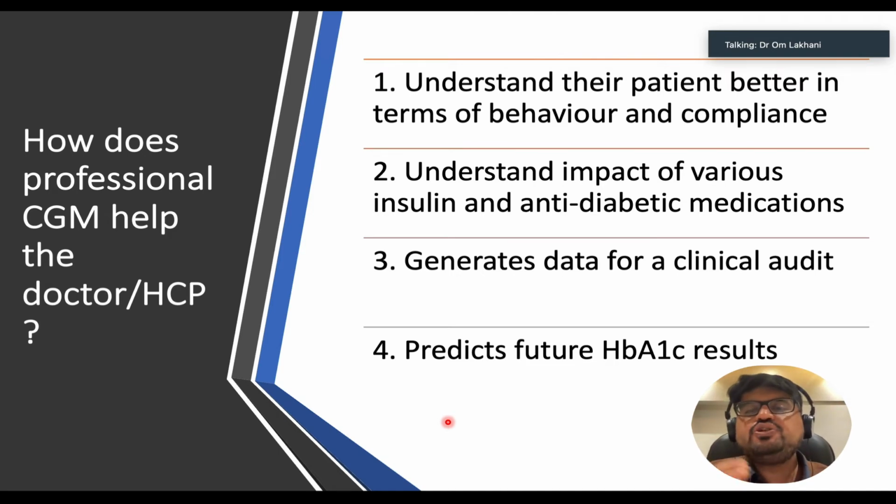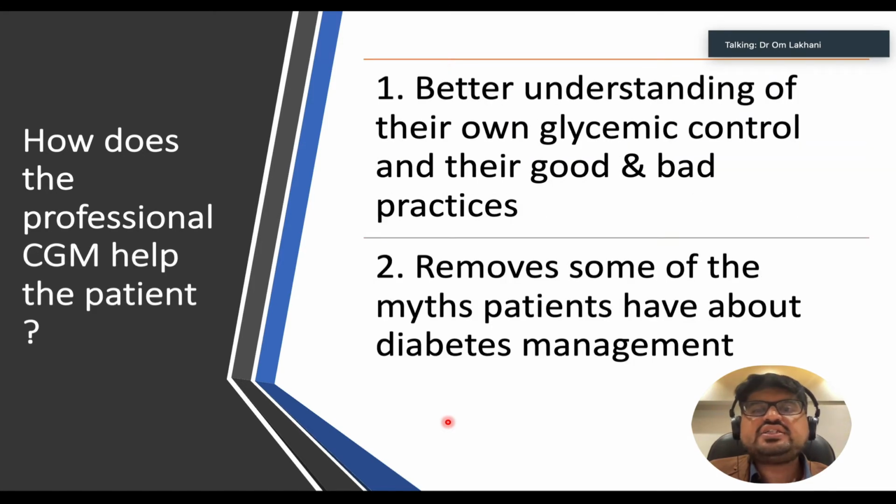Most importantly, it helps you predict the future HbA1c result. I think this use case was really discussed by Dr. Joe in one of those patients who required a surgery and required glycemic control early on. So all these things are very useful for a clinician or a doctor to really look at, right? How does it help the patient, right?